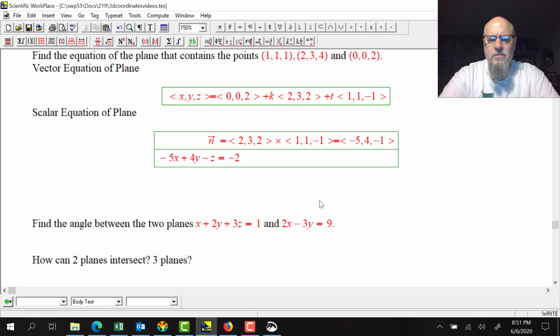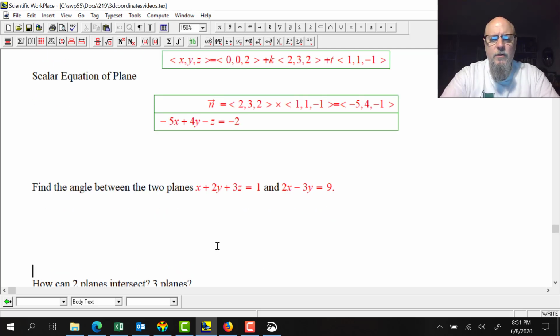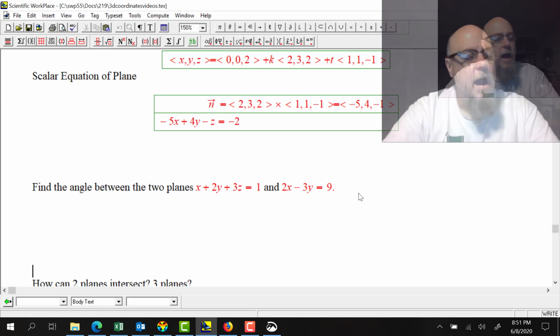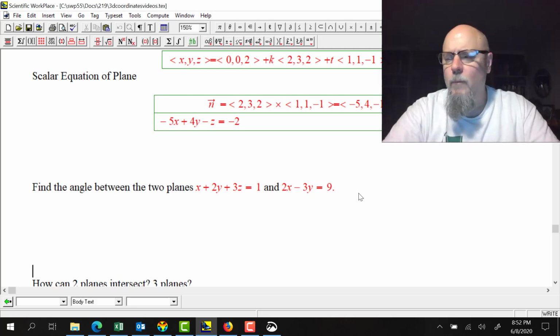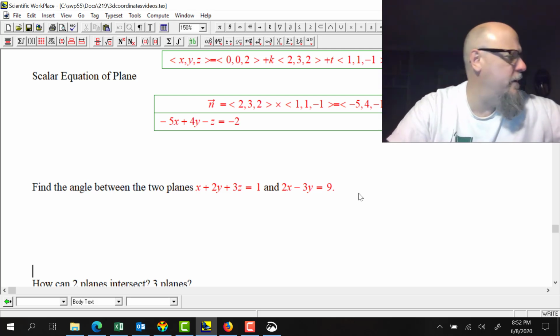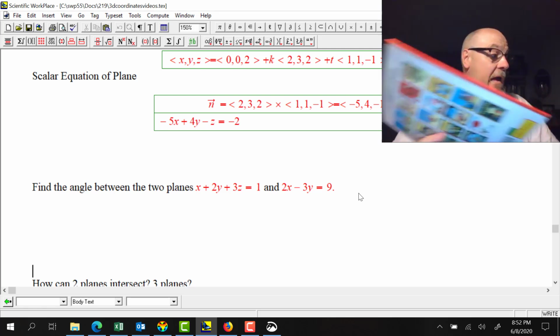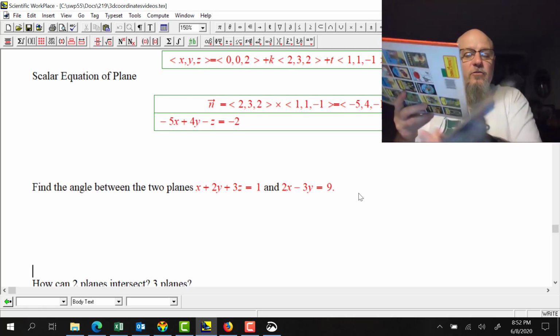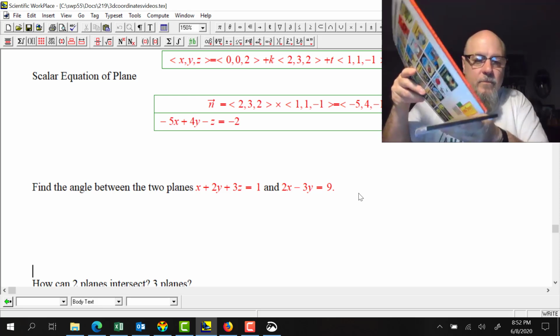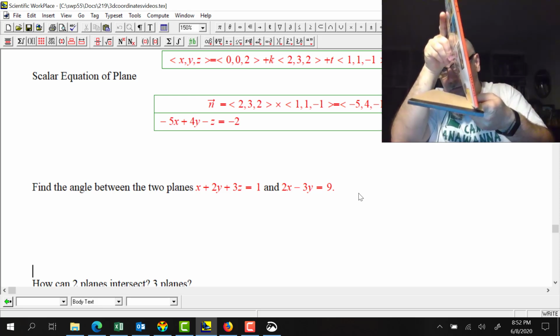Oh, this next question is asking me to find the angle between 2 planes. And they've given me 2 scalar equations of the plane. How do I find the angle between them? Well, what do I mean by angle between them? Again with the books. But here's 2 planes. I want to know what that angle is.